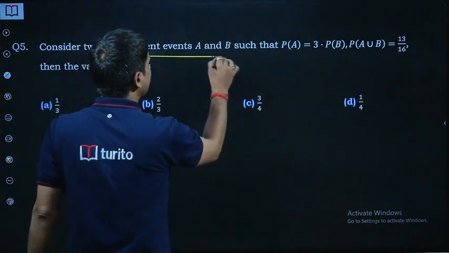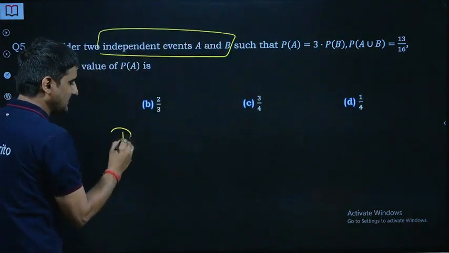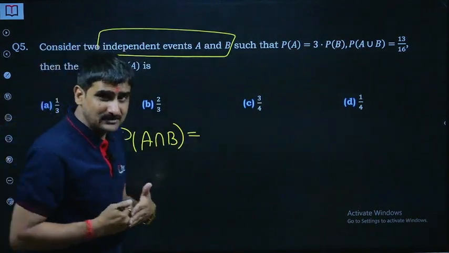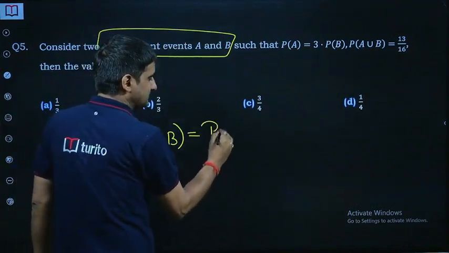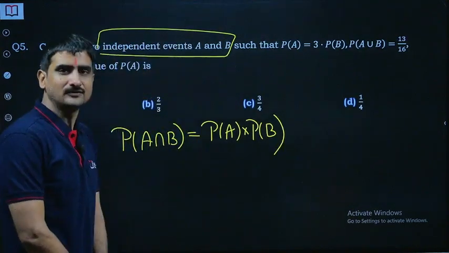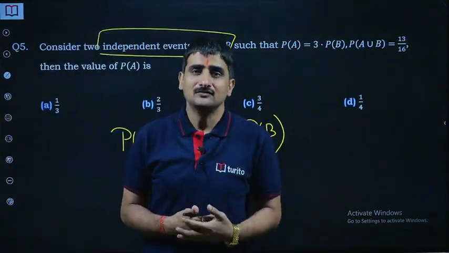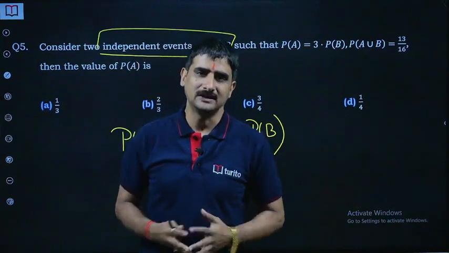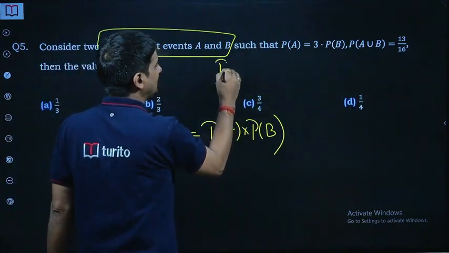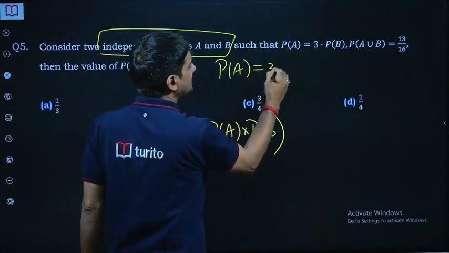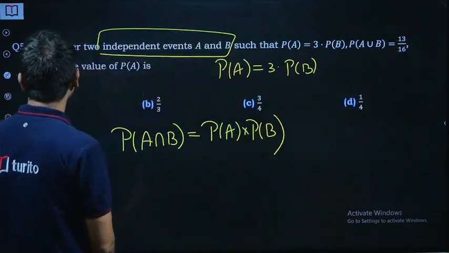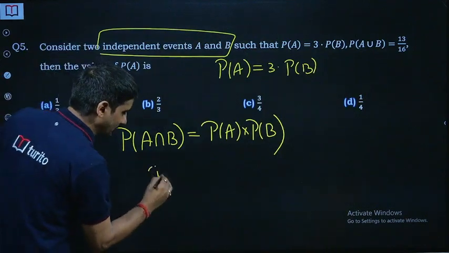Consider two independent events. So what does that mean? See, events are independent if the probability of their simultaneous occurrence is the same as the product of their individual probabilities. Okay, so that's what we mean. That's how we use it mathematically. If two events are independent, such that P of A is equal to 3 times P of B, and P of A union B is 13 by 16, then see, the probability of A union B.